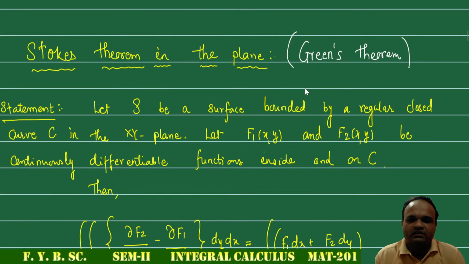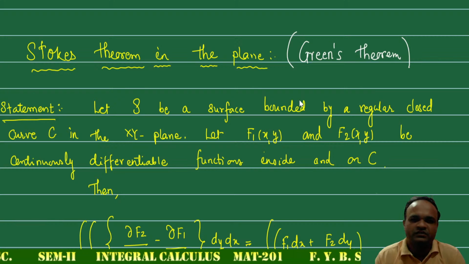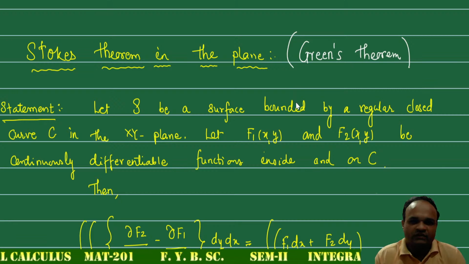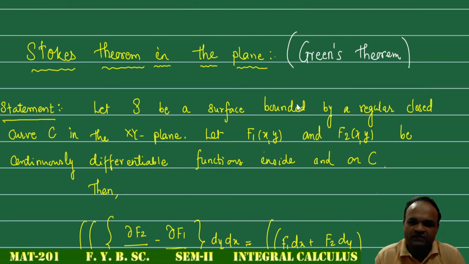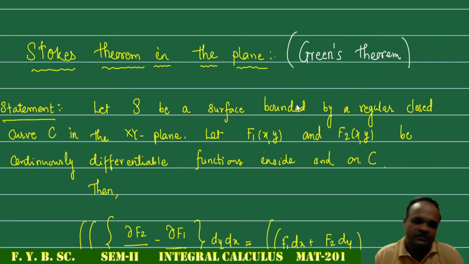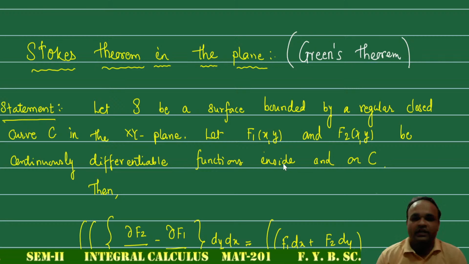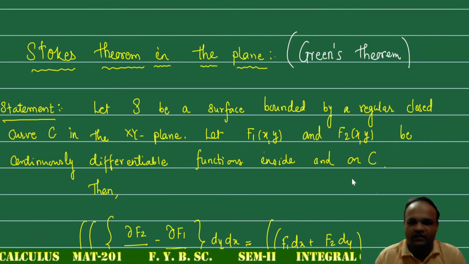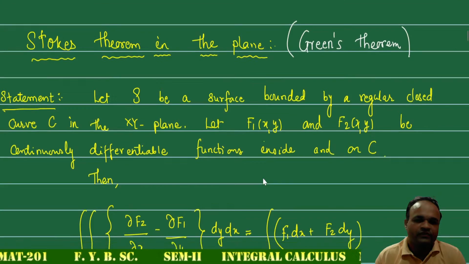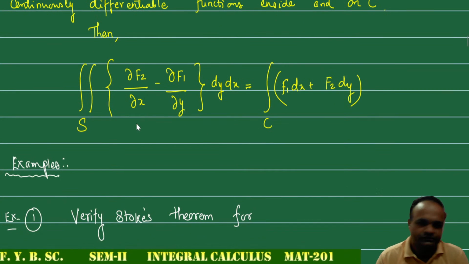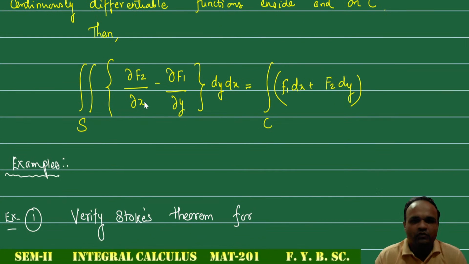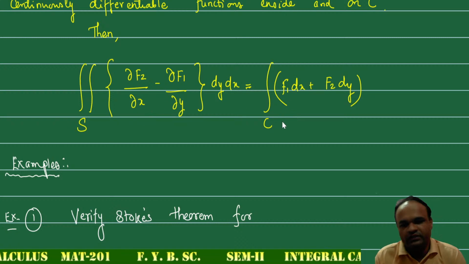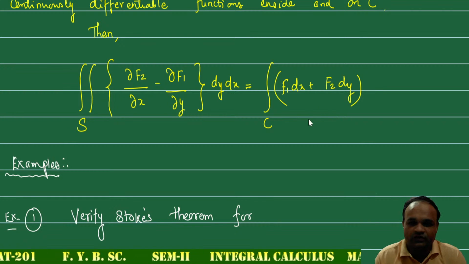So next, this is statement of Green's theorem. Also, this theorem is called Stokes theorem in the plane. So statement of Green's theorem is that let S be a surface bounded by a regular closed curve C in the xy plane. Let f1(x,y) and f2(x,y) be continuously differentiable functions inside and on C. Then the surface integral over S of (dou f2 by dou x minus dou f1 by dou y) dy dx is given by the line integral of f1 dx plus f2 dy over C.